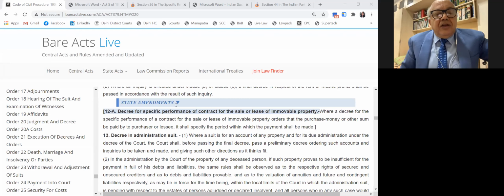Kindly note that a suit for specific performance would not lie in the small causes court. Normally, all suits between lessee and lessor go to the small causes court in Bombay under Section 33 of the Maharashtra Rent Control Act.